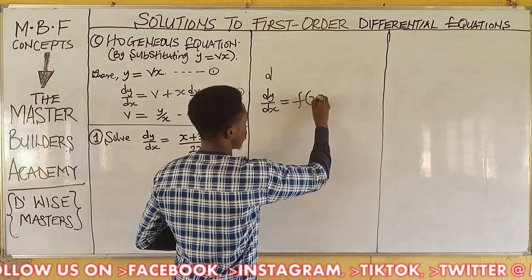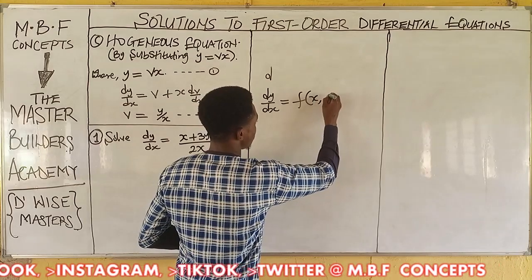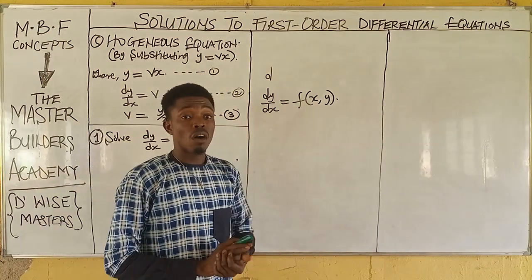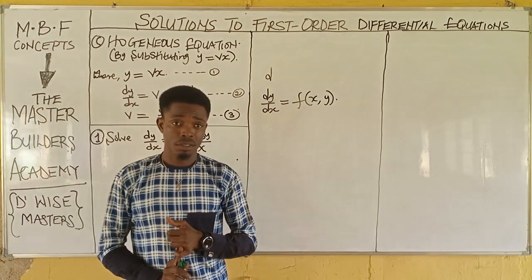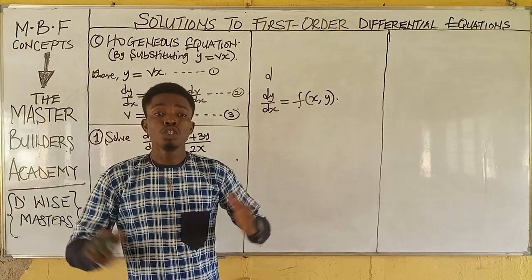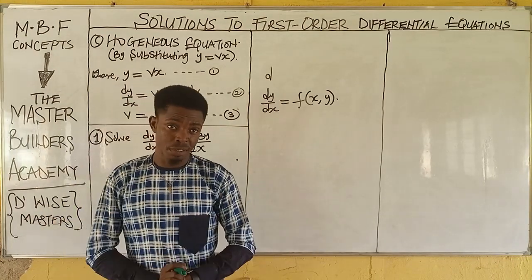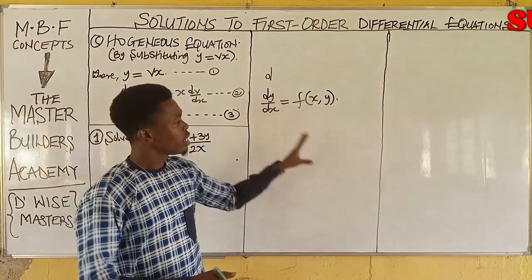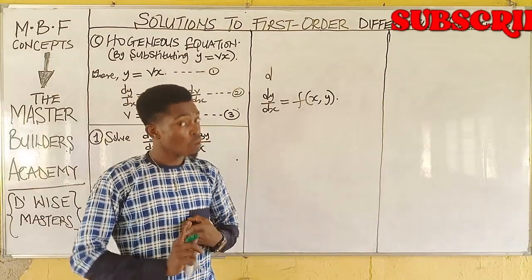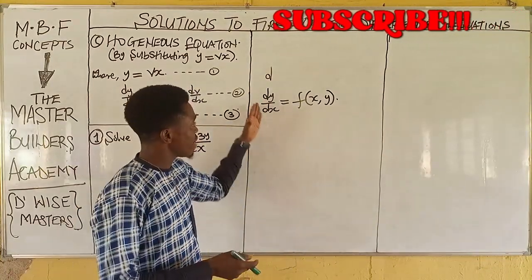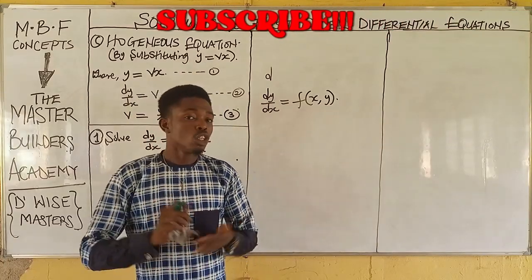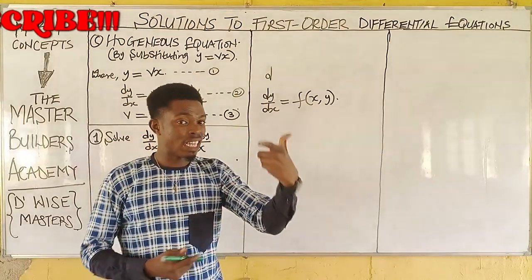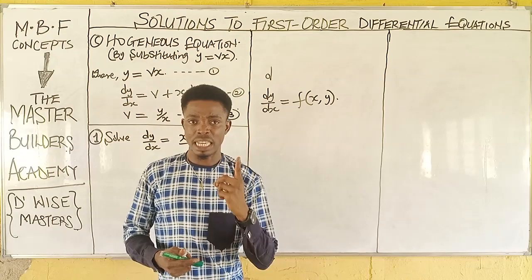F as a function of x and function of y. Now listen guys. For you to be able to solve problems with homogeneous equation, you must ensure that the first order differential equation you are given is a function of x and y at the right hand side. Of course, the left hand side is always dy over dx, and if peradventure you have a coefficient attached to dy over dx, you must ensure that you divide both sides by that coefficient, so that the coefficient of dy over dx is 1.